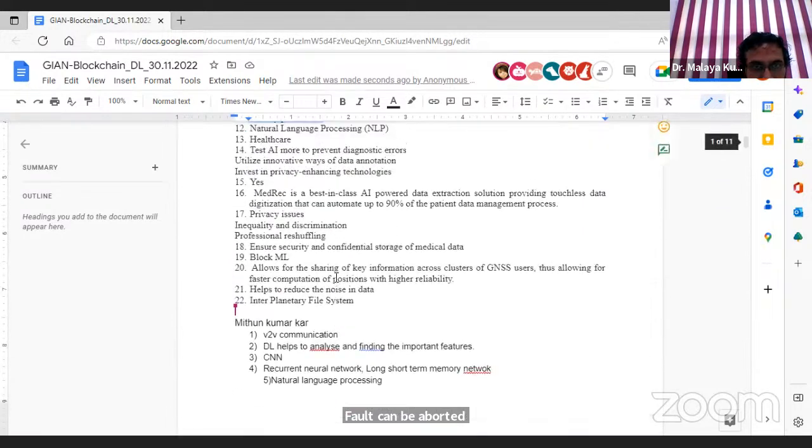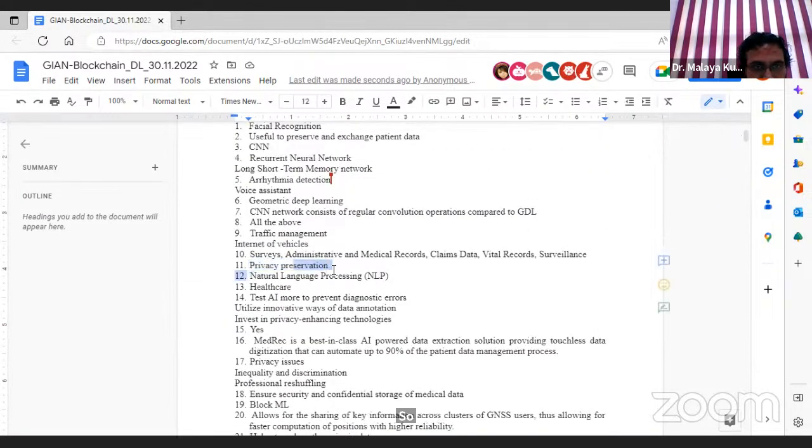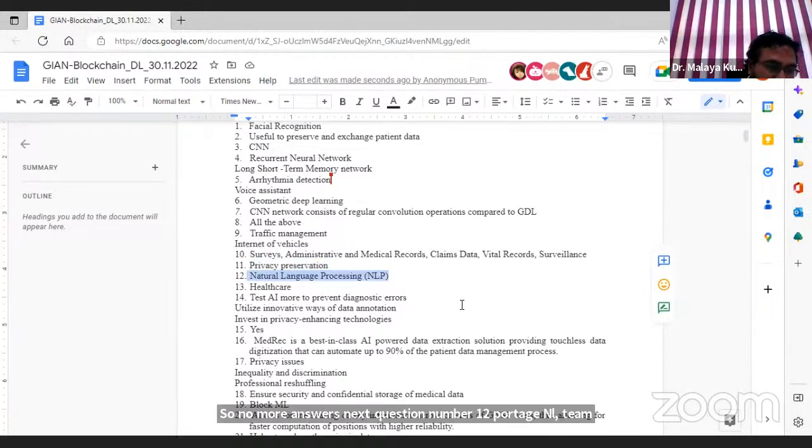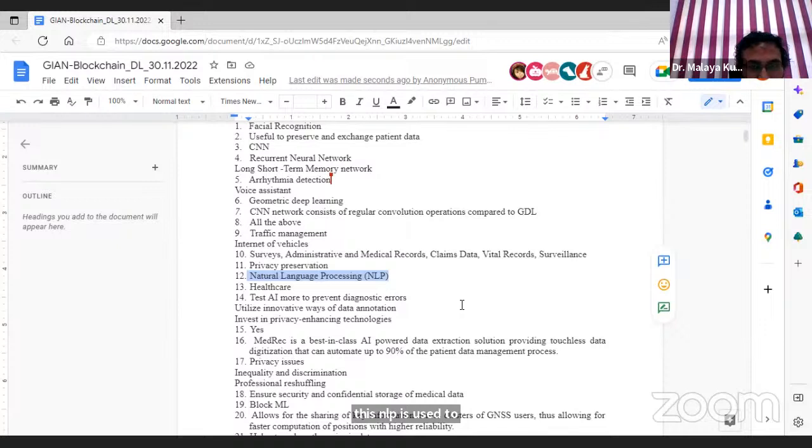So no more answers. Next, question number 12. What is NLP? Already I have discussed this. NLP stands for natural language processing, and it is a subset of artificial intelligence. This NLP uses text as well as spoken languages to understand how humans behave or how humans can understand things. Basically, NLP is used for analyzing text data in healthcare efficiently. So NLP is used on growing medical data and converts it to a computer format.